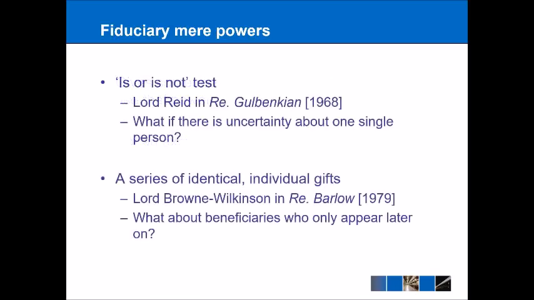So how do we look at certainty of objects in relation to fiduciary mere powers? Well, we have the is or is not test that was developed by Lord Reid in Re Gulbenkian 1968. And basically the is or is not test says that we should be able to go around potentially every single person in the world, although that's probably not going to happen, and say, are you or are you not a member of this specific class of people?